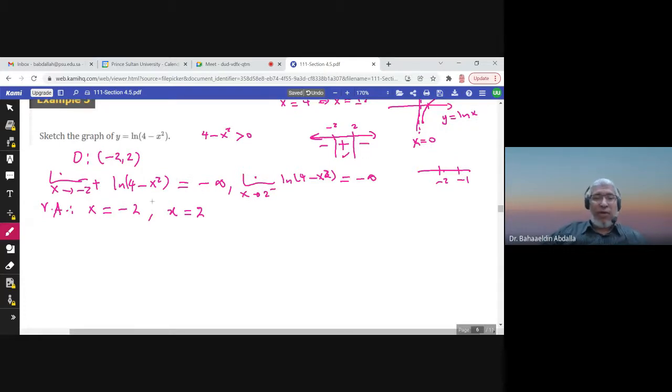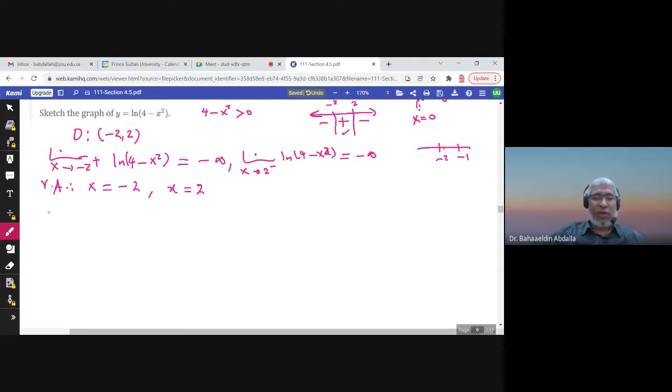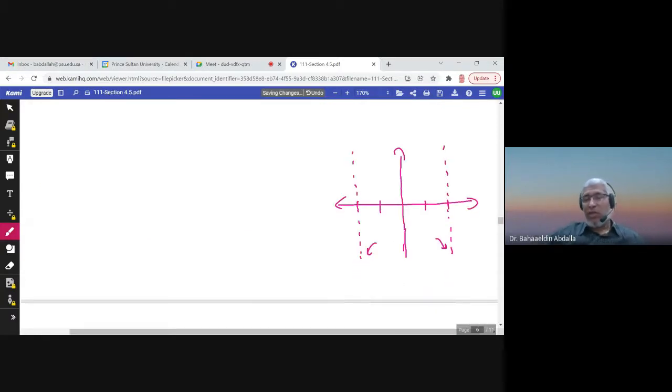Domain done. What about x-intercepts or y-intercepts? Are there x-intercepts or y-intercepts? Let me start with the y-intercept. Put x equals 0, so ln 4. So ln 4 is the y-intercept. So there is a point (0, ln 4). The graph passes by this point. Well, ln 4 is approximately 1.4. If this is 1, this is 2, this is the y-intercept. Okay, so the graph passes by this point.